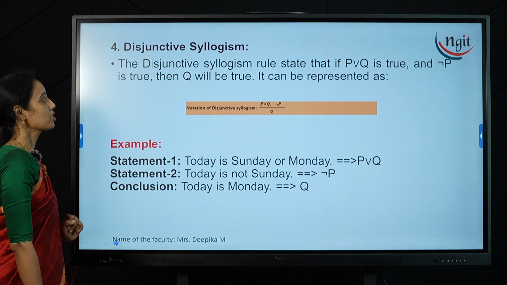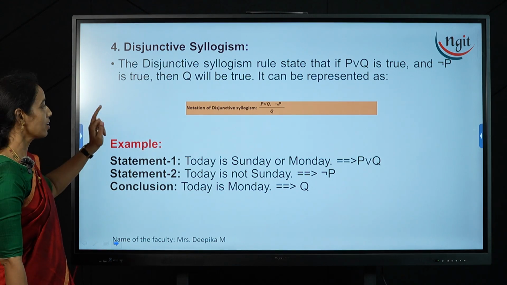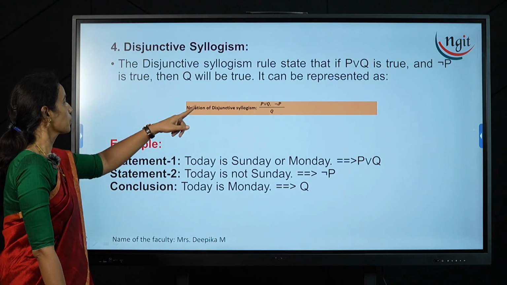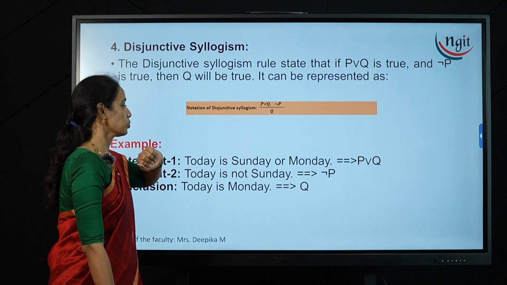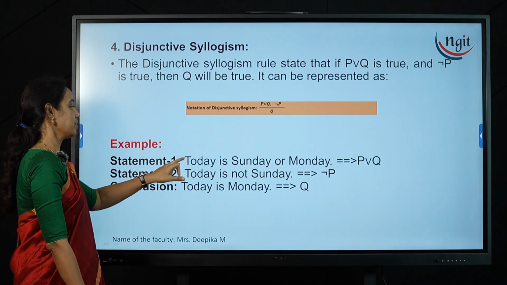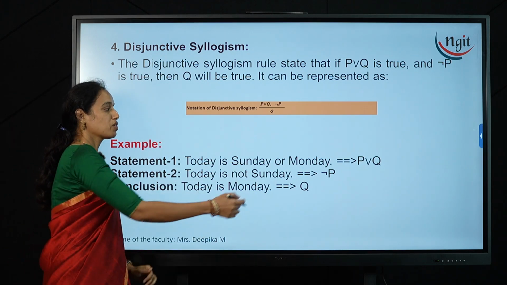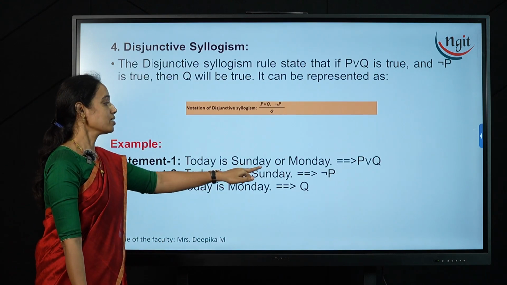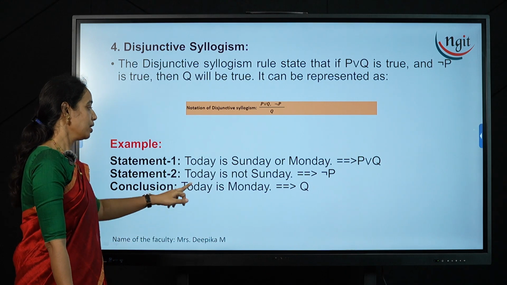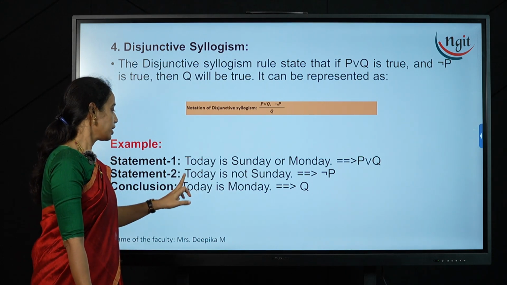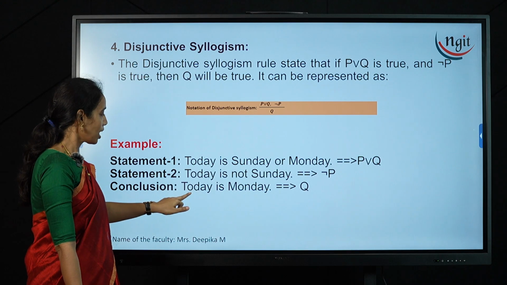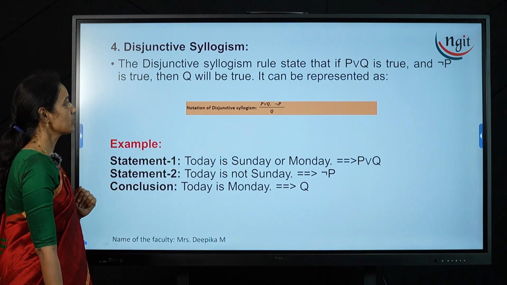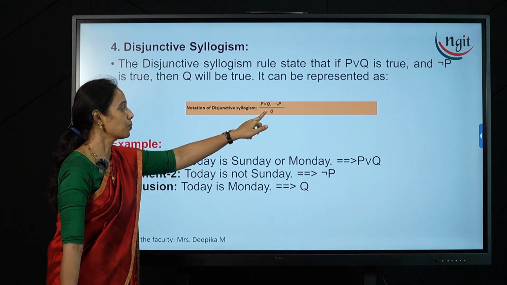Then disjunctive syllogism. This rule states that if P or Q is true and negation P is true, then Q will be true. For example, there is one statement that today is Sunday or Monday, which is represented as P or Q. Then today is not Sunday, that is negation P. If today is not Sunday, the conclusion is, of course, today is Monday. That is the disjunctive syllogism. So P or Q, comma negation P, derives Q.